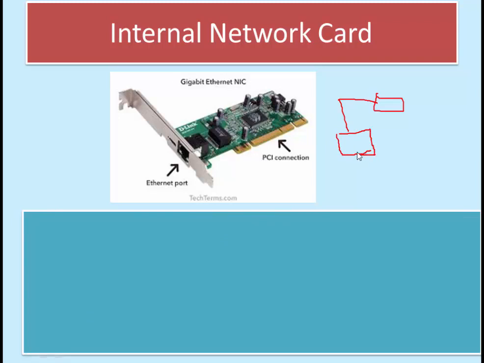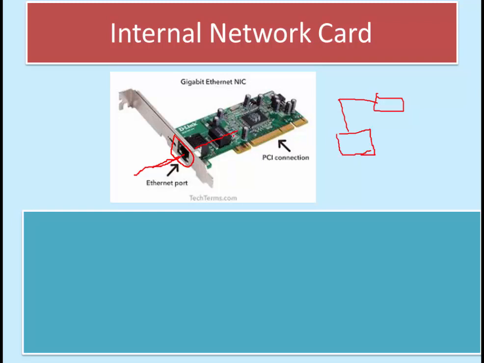So where does this wire connect to the computer? This is the point where the wire connects to the computer. In a computer you will find it at the back side of your cabinet box, the back side of your CPU we say. There the Ethernet wire is plugged in, and the transmission comes through this wire and goes to this IC, or internal network card.